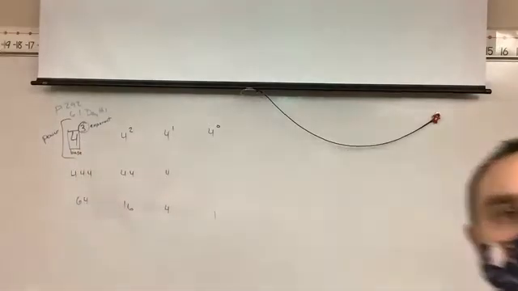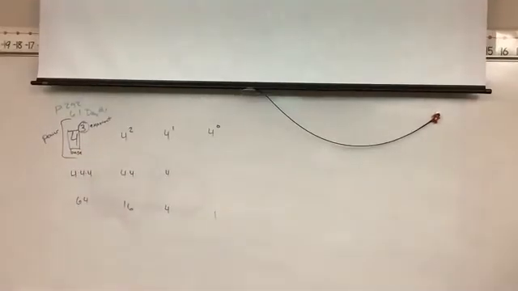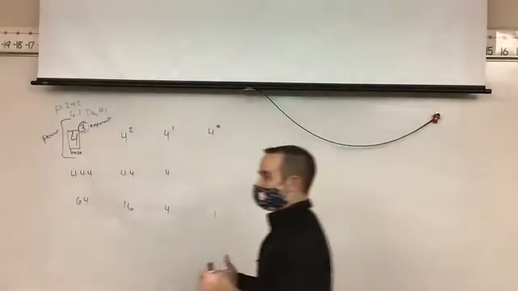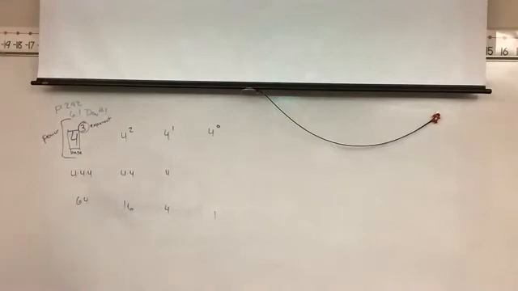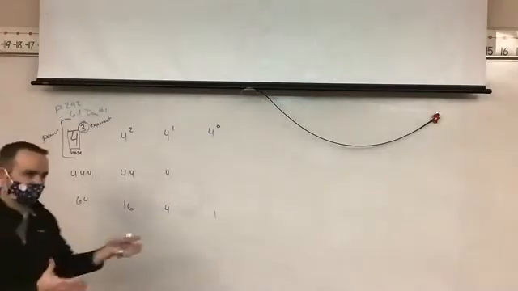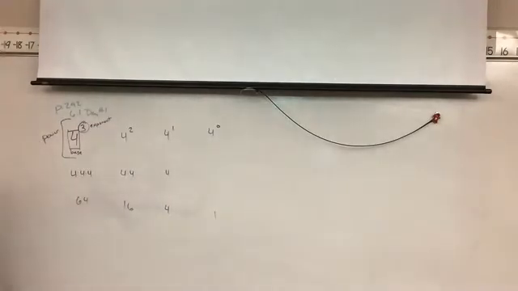Okay? Anything to the 0 power is equal to 1. I would write that down in my notes. I don't care if it's a number, a negative, a letter, doesn't matter. Anything to the 0 power is equal to 1. X to the 0 power is equal to 1. Negative 27.5 to the 0 power is equal to 1.